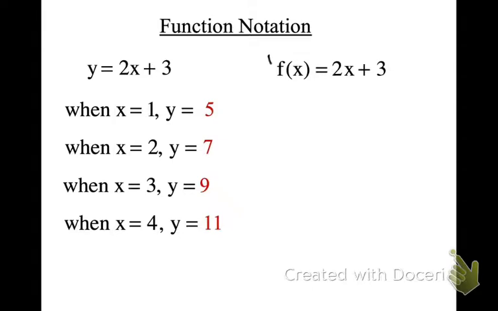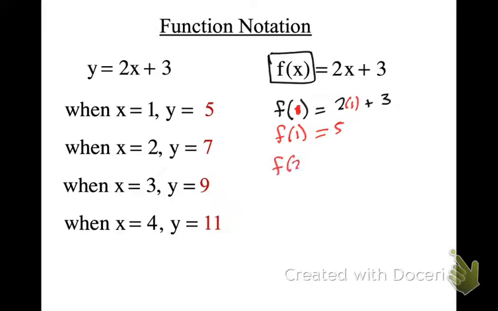So with function notation, all we're really doing is substituting that y. This is a fancy way to write y. It doesn't mean f times x. It's a fancy way to write the f of x. So what they're saying is, we could say the function when x is 1 is equal to 2x plus 3. So I would substitute that x for 1. Okay, so we would say the f of 1, the function of 1, is equal to 5.